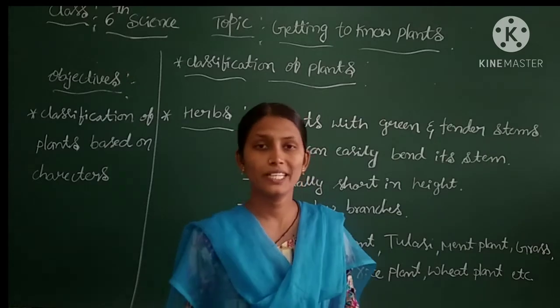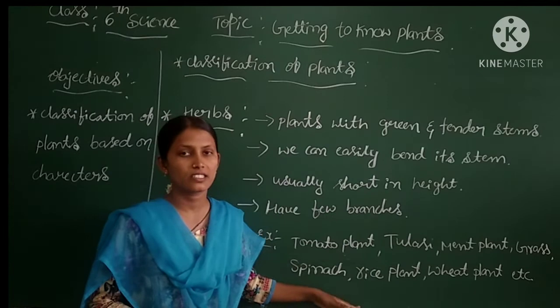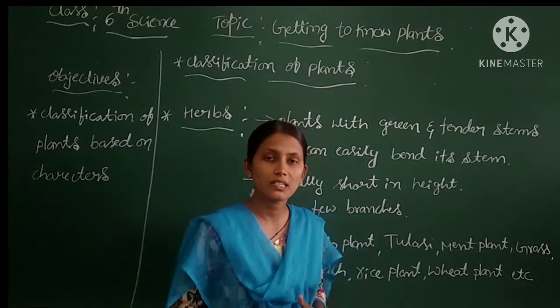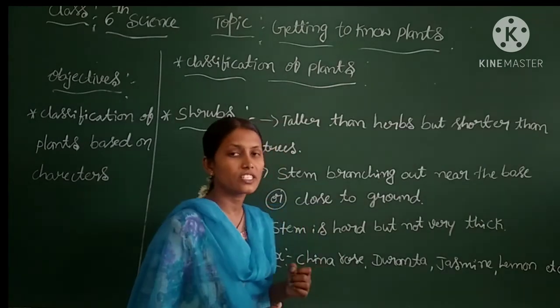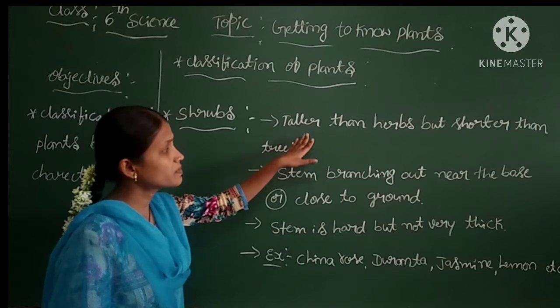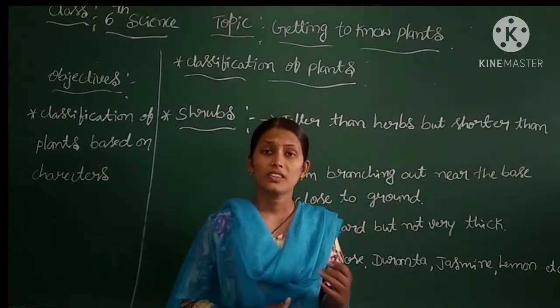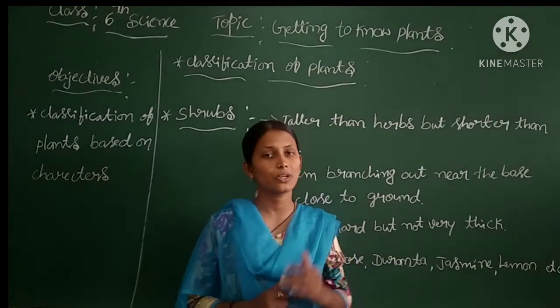Next we have classified the plants as herbs. Depending upon these characters, we are considering these plants as herbs. Now let us discuss the next classification of the plants. Now let us discuss the next character, that is shrubs. They are taller than herbs but shorter than trees. These shrubs are taller than herbs and they are shorter than the tree.